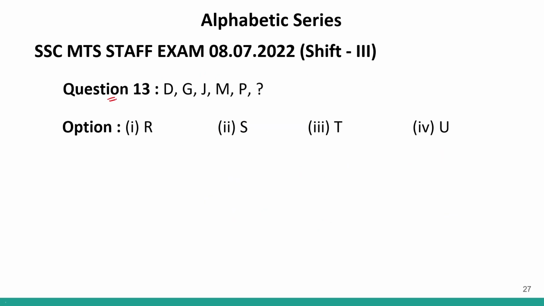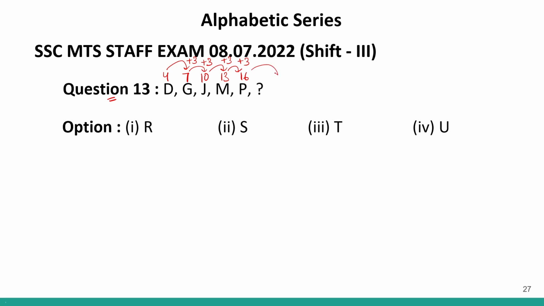Now let us look at question number 13. So we have certain elements, we have to find the next one. I am giving them forward ranks. D is 4, G is 7, this is 10, this is 13 and this is 16. So I can clearly see this is plus 3, this is also plus 3. Correct? Clearly this is plus 3 and this is also plus 3.